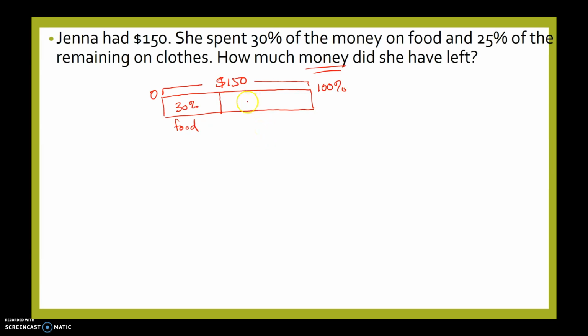Before we even draw that, let's just figure out, if she spent 30% on food, that means she has 70% left of her original $150 to spend, right? So let's deal with that right now and not deal with the second part of the problem quite yet. Let's figure out what that amount is. So 70% of $150 is, let's do some cross-canceling here, 7 times 15. We'll use this corner for our calculator. 7 times 5 is 35. 7 times 1 is 7, plus 3 is 10. So that's $105.